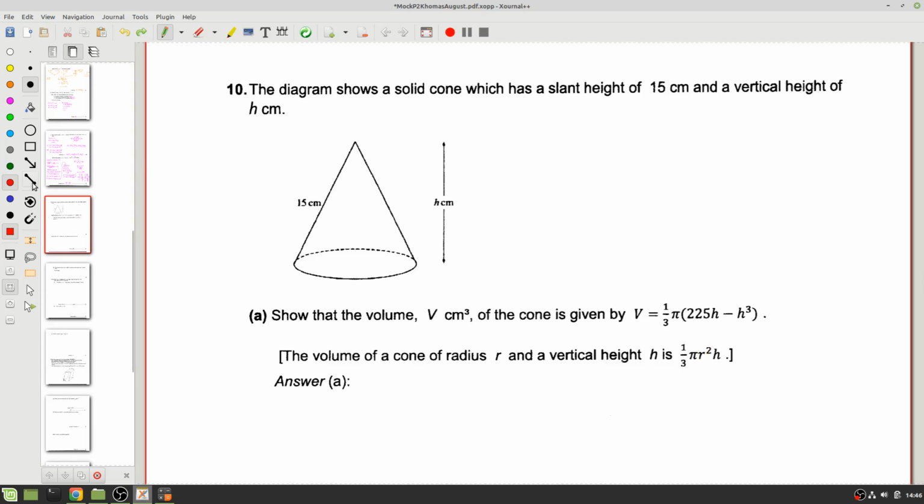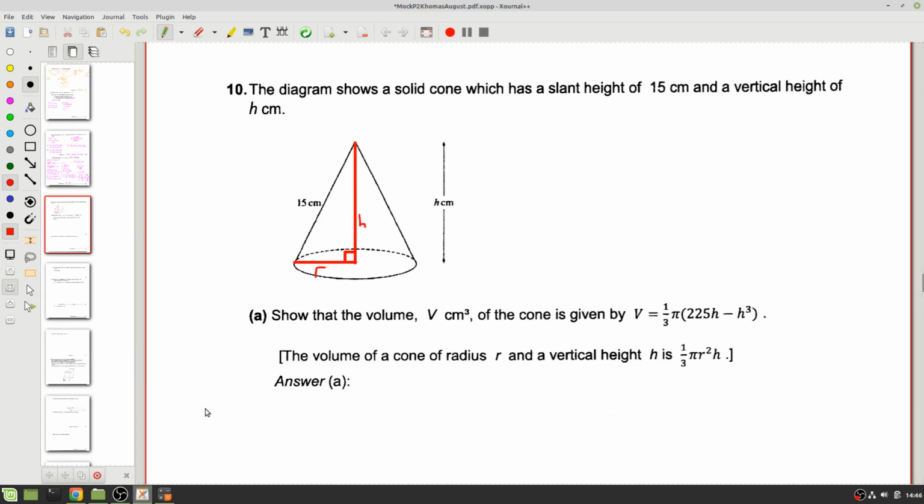Well, we can do the following. Let's say we draw a vertical line here, because we know that height is h, and connect there. So now we've got a right-angled triangle. And we can use the Pythagorean theorem to figure out what r is. So this is r, and that is h.